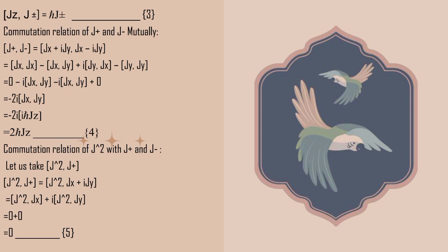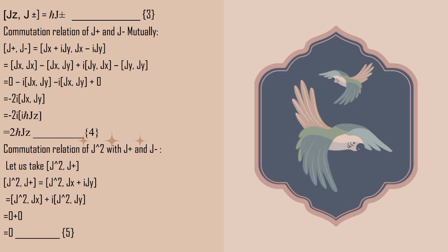Then the value of [Jx, Jy] we already know is i h cross Jz. So the equation will be minus 2i into i h cross Jz. So then the result is 2 h cross Jz.